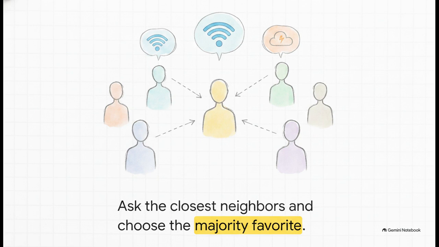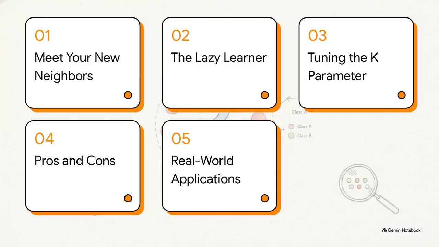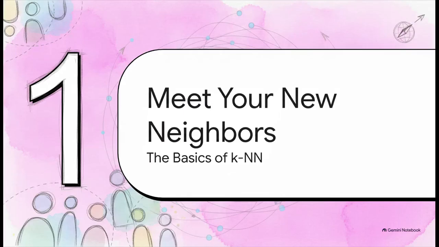Boom. That right there, that exact logic of relying on the people closest to you is the absolute foundation of the algorithm we are unpacking today. It really is that simple. So, here is our roadmap for today. 1. Meet your new neighbors. 2. The lazy learner algorithm. 3. Tuning the K parameter. 4. Pros, cons, and limitations. And finally, 5. Real-world applications. Let's get into section 1.